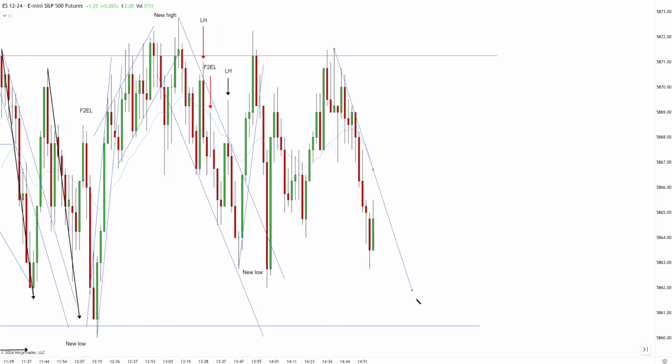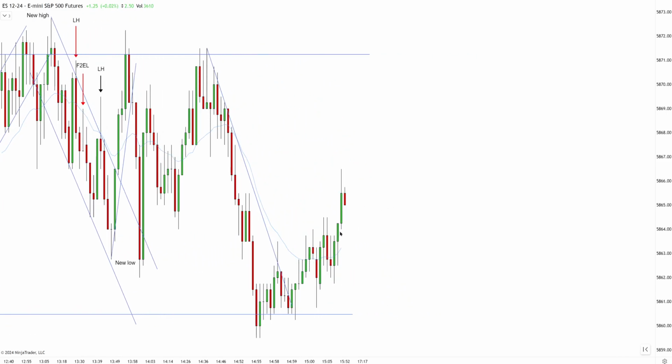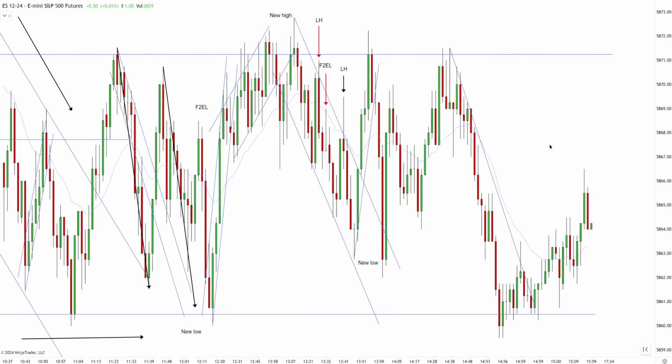This is nice. The downtrend is working lower. Can I get a second entry short to the EMA? No, and the market is about to close now. The buyers are buying at the bottom. So this is the overall structure for today.